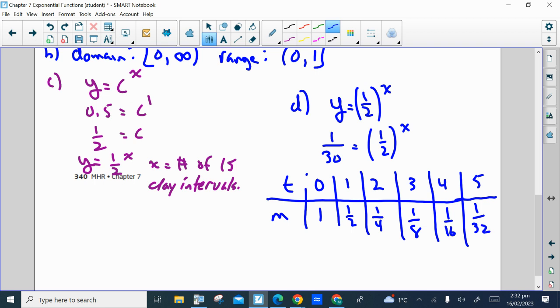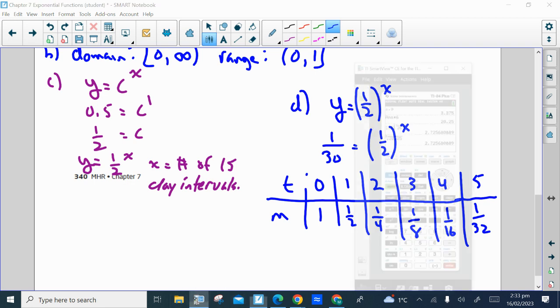So we know that it'll take between 4 and 5 15-day intervals to get close to 1/30th, right? But we don't know exactly, or can't even hazard a guess. Is it 4.6? Is it 4.7? What is it? Next chapter, when we get into logarithms, we will learn. We can use logarithms to actually solve this algebraically. And that's in chapter 8. However, we can use our graphing calculator to do this.